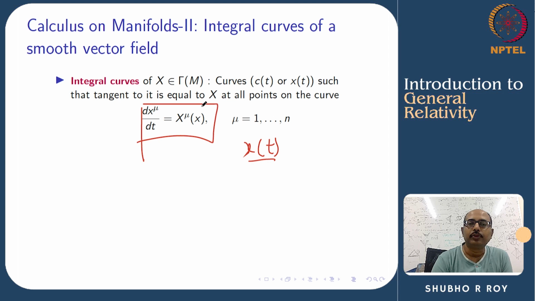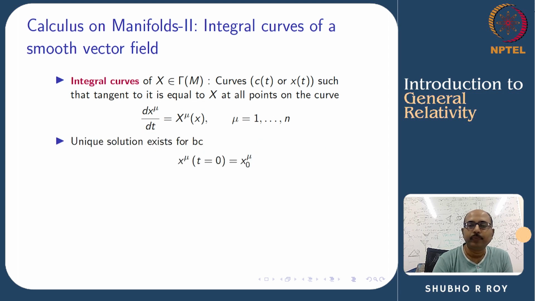Okay, so for this autonomous system of first order ordinary differential equations, ODE theory tells us this is solvable, and a unique solution is guaranteed to exist, provided we have a boundary condition, which is that at some value of t, let's say t equal to 0, the x mu's are fixed. If this initial condition is given, then the solution is unique, and a unique solution exists. Okay, and these are called integral curves.